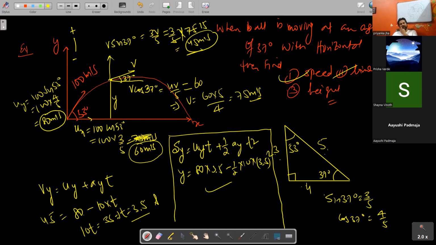So what is that? Y equals 80 into 3.5, uy into t. Okay, 80 into 3.5 minus half g t square.